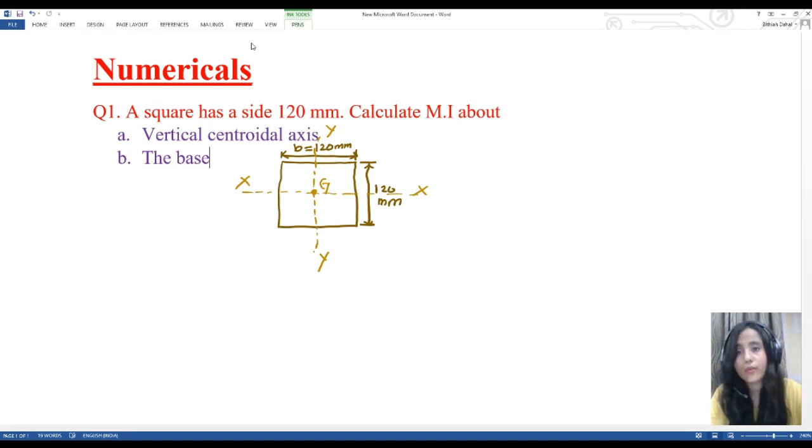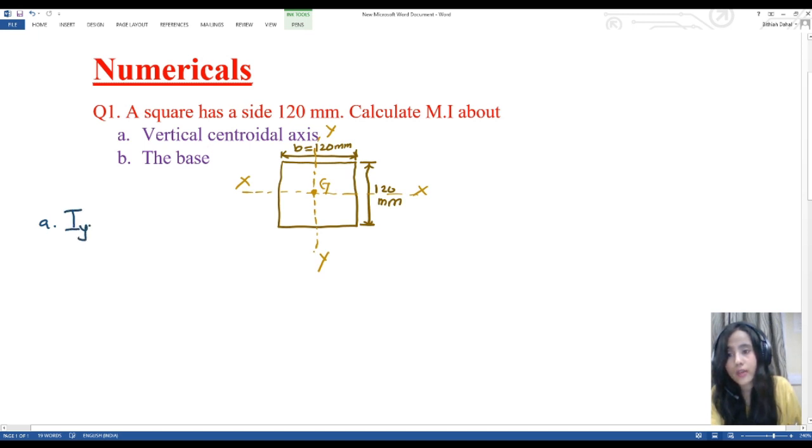Now what do we need to find? First condition, first one A. We need to find moment of inertia about the vertical centroidal axis. Now what is the vertical axis here? The vertical axis here is I, Y, Y. I, Y, Y is your vertical centroidal axis in the diagram.